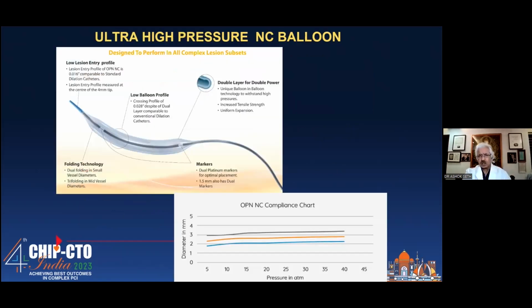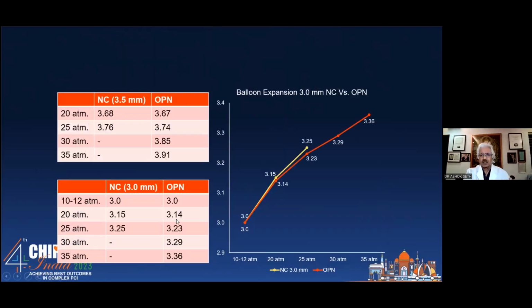As far as ultra-high pressure balloons are concerned, and I'm talking about OPNs, of course they withstand high pressures, but are they truly non-compliant or better than non-compliant balloons? If you see the compliance chart of these, it actually parallels the non-compliant balloon. But at 25 atmospheres, it still retains 0.02 millimeter less than an equal-sized non-compliant balloon. So even the OPN does grow, and I think you've got to keep that in mind.